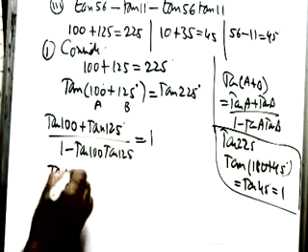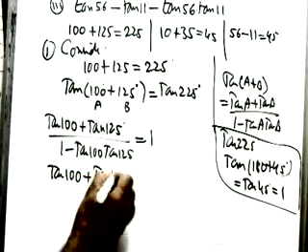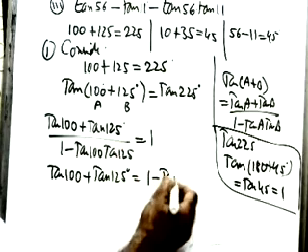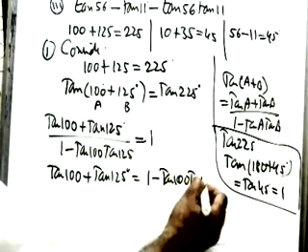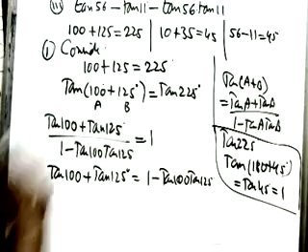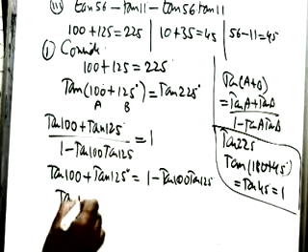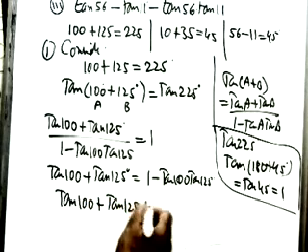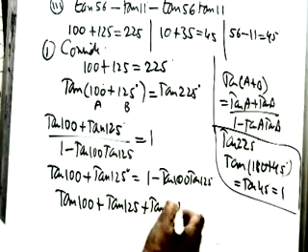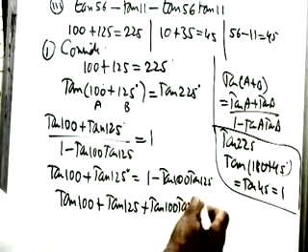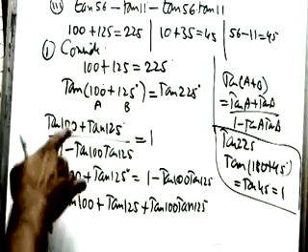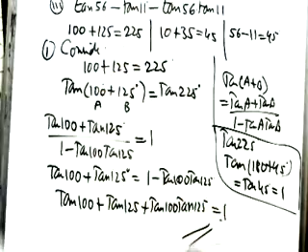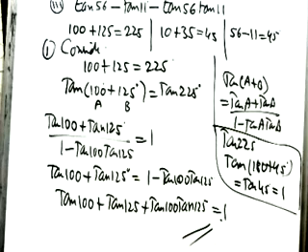Now cross multiply this one. Tan 100 plus tan 125 degrees equals 1 into (1 minus tan 100 into tan 125 degrees). Now bring this minus term here, it will become plus. So tan 100 plus tan 125 plus tan 100 into tan 125 equals 1. So the value is 1.